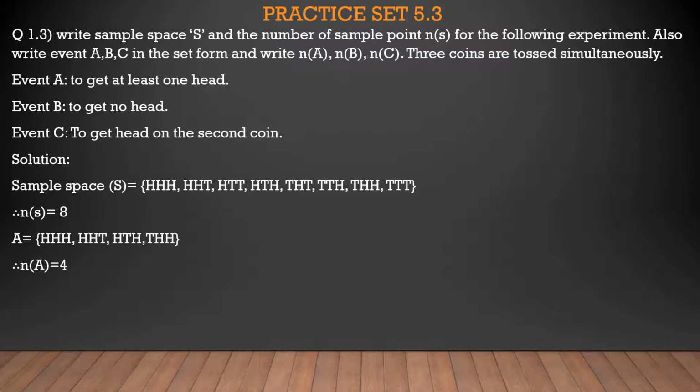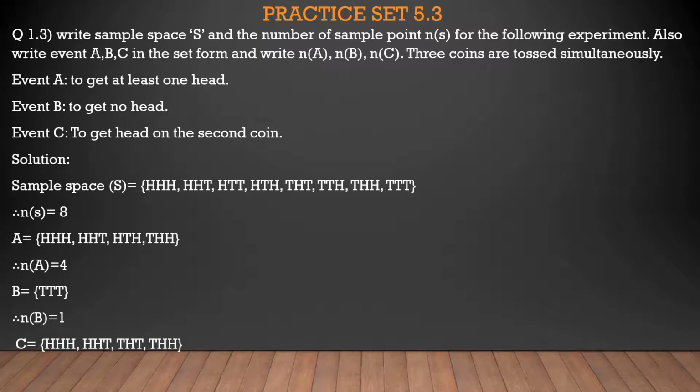Event B is to get no head. That is only one sample point, that is TTT. So event B is B = {TTT}. So n(B) is equal to 1.